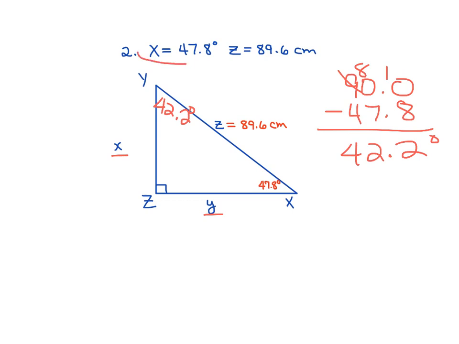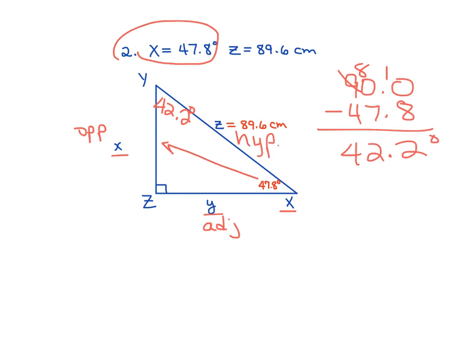My given was angle X. So I'm going to label my sides in relation to the given angle. So this side that's opposite is over here, the little x. Adjacent to it is the y. And the hypotenuse was my given.